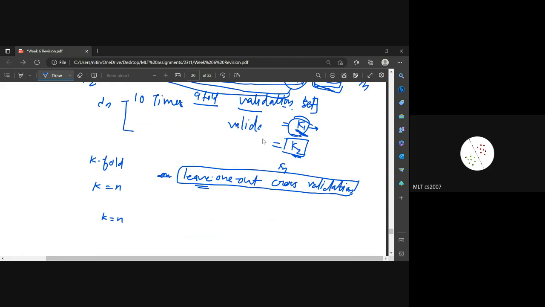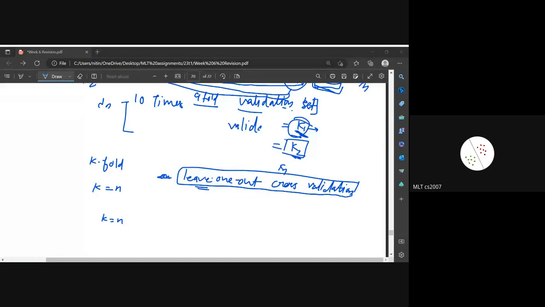So that's how you choose your hyperparameters. Any doubts in this? If not, we are done with this particular week, regularization. It was a relatively small week compared to others. I hope you got the ideas of week 6, what we are trying to do here and why we are doing this.